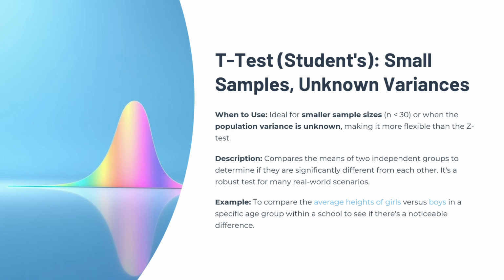Next, t-test, student test. It is ideal for smaller sample size, when our samples are lower than 30, or when the population variance is unknown, making it more flexible than the z-test. It compares the means of two independent groups to determine if they are significantly different from each other. It's a robust test for many real-world scenarios. For example, to compare the average heights of girls versus boys in a specific age group within a school to see if there is a noticeable difference, we will use t-test.